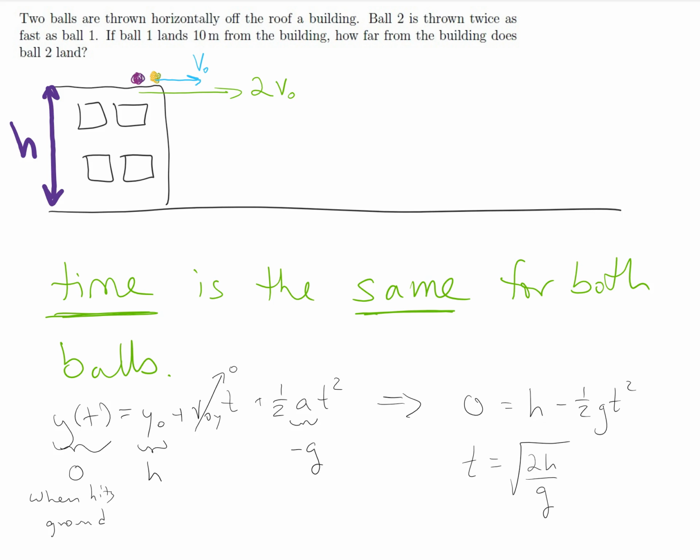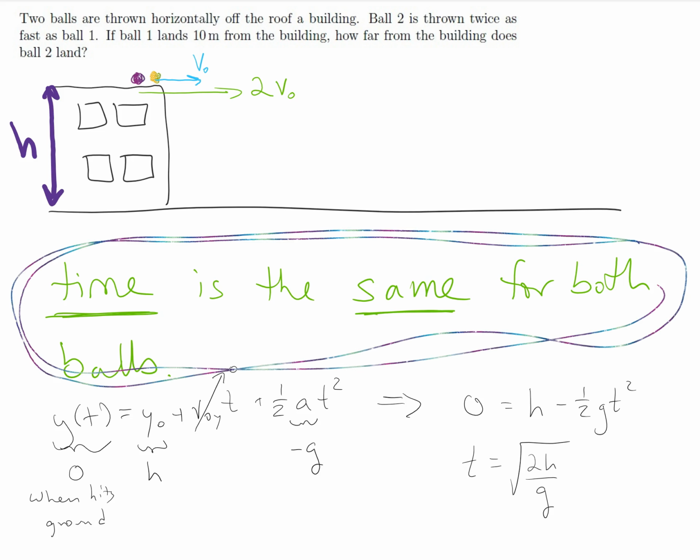We don't know what the height is, but the important part is that if they're both being thrown from the same height, they should hit the ground at the same time, right? So this is how we can say the time is the same for both of the balls. Okay? So from there, if we're convinced about the time being the same, then we can move on to talk about the motion in x. Now we can talk about the horizontal motion.